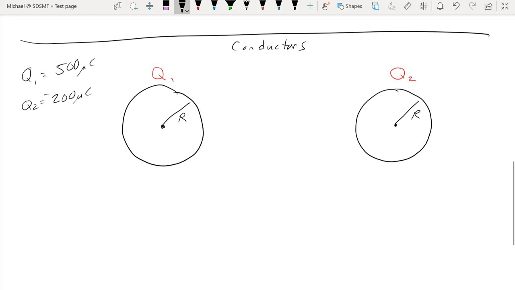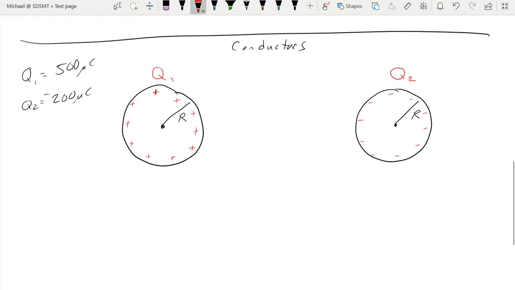Because these spheres are made of conducting material, the excess charge on each of those spheres will distribute themselves uniformly about the surface of each sphere. And since charge 1 is positive, I will draw a bunch of positive signs there to indicate the distribution of charge. But charge 2 is negative, so we're going to see a negative distribution of charge about the surface of that sphere.